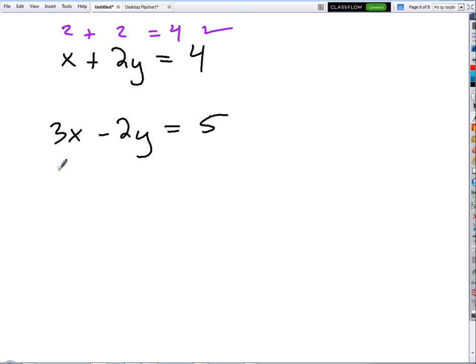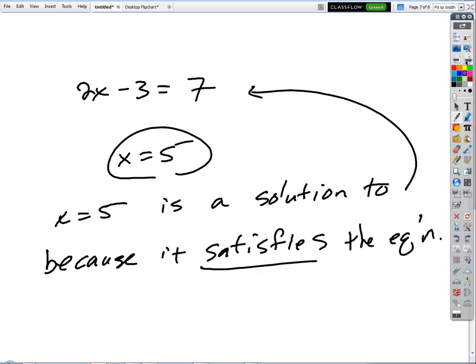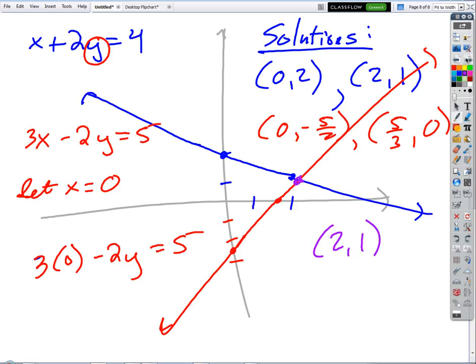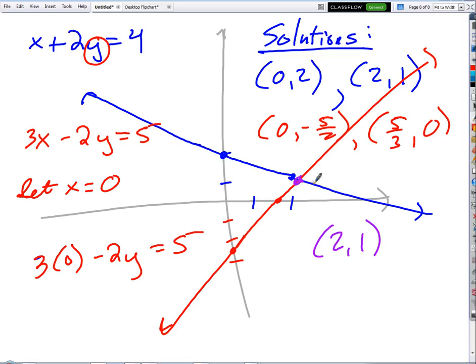Let's try this. 3 times 2 is 6 minus 2 times 1. Oops. Was it 1? Oh, so it's not the solution. I thought it was going to be. I screwed up. Oh well. It just looks like it is. It's close, but it's going to be a little bit off. But we could find it by using these methods we're going to talk about. It's somewhere close to that, but it's off by a little bit. But it exists, right?